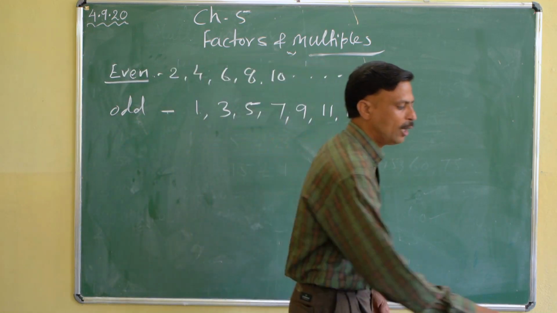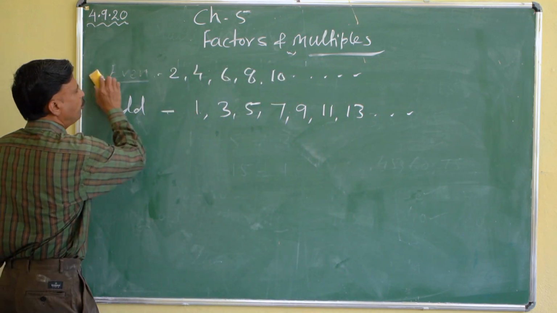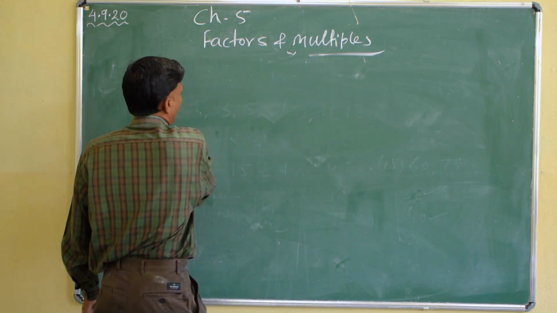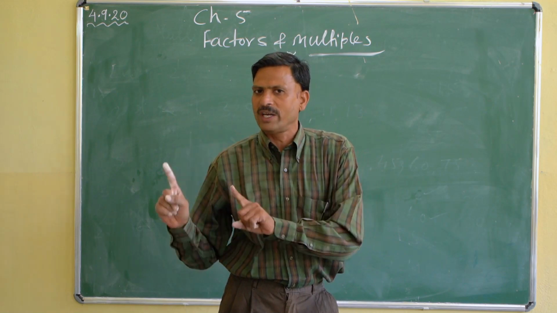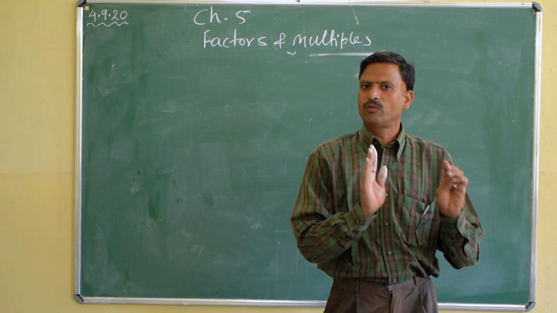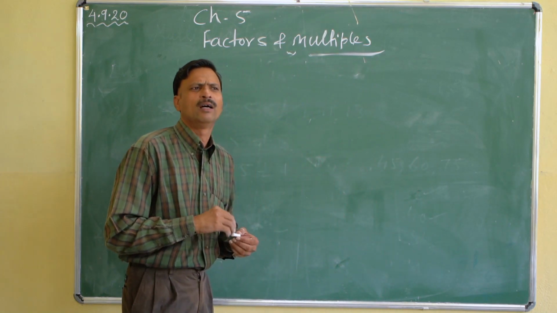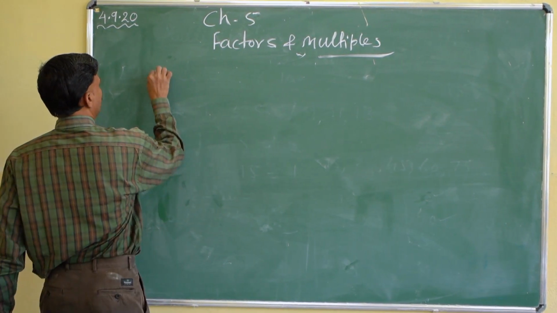After even and odd numbers, I am telling the definition of the prime number, which is very important, because when we find the factors of a number, we will get two types of factors: the odd factors of the number, and the prime factors of the number. So this prime number definition is very important. I am telling you very carefully, you listen.